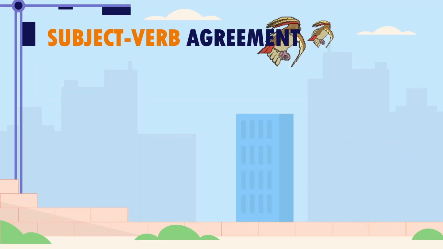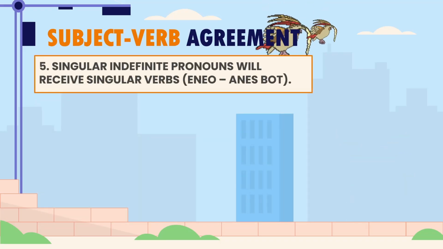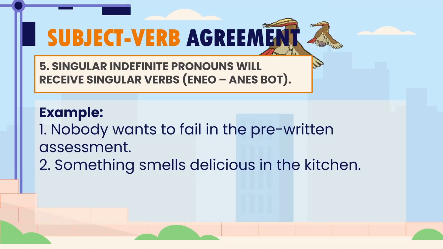Okay, so next. Another example, nobody wants to fail in the pre-written assessment. So, our indefinite pronoun here is nobody. That's why we will also use singular verb, which is the word wants. Next, something smells delicious in the kitchen. So basically, our indefinite pronoun here is the word something, and our verb used is smells.